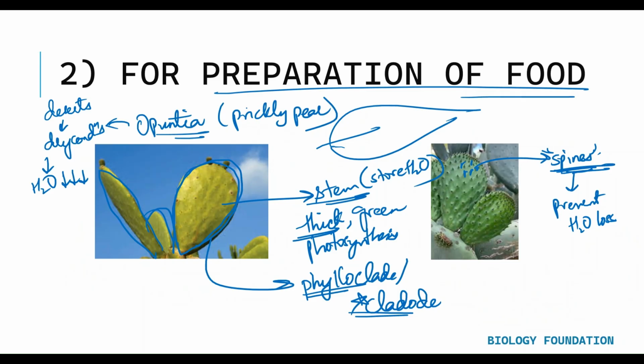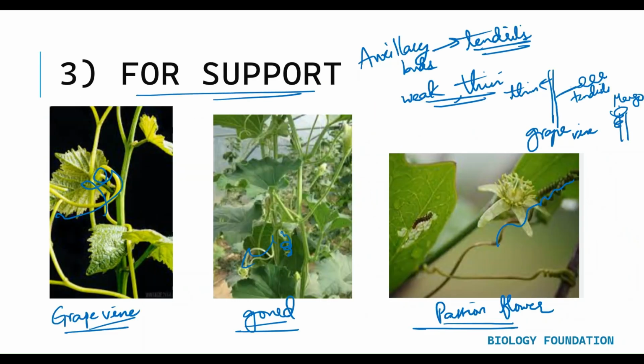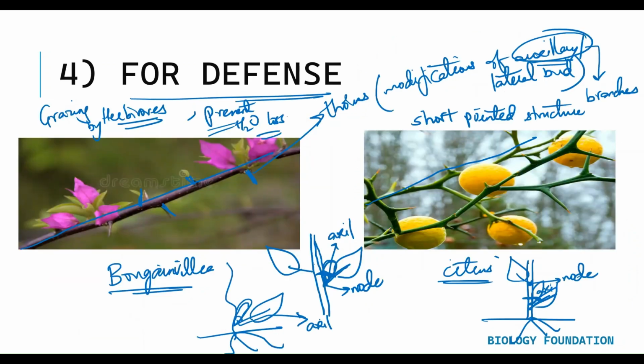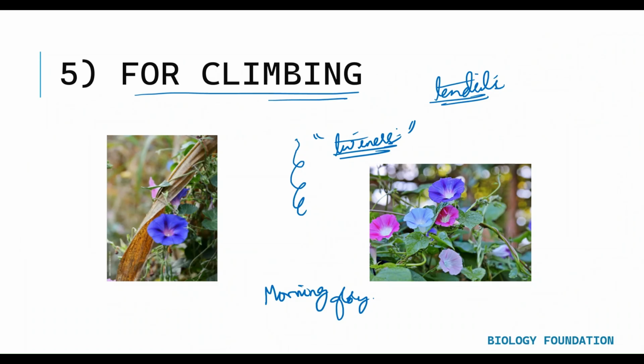And these stems that are modified to prepare food in plants like cactus or Opuntia are called phylloclades or cladodes. Okay. And for support, in some plants, the axillary buds get developed into tendrils. Tendrils take support of other plants, helping the plant to climb. And for defense, in some plants, the axillary buds, instead of producing lateral branches or side branches, give rise to pointed hard structures which are called thorns. These protect the plant from herbivory or from grazing by other herbivores.